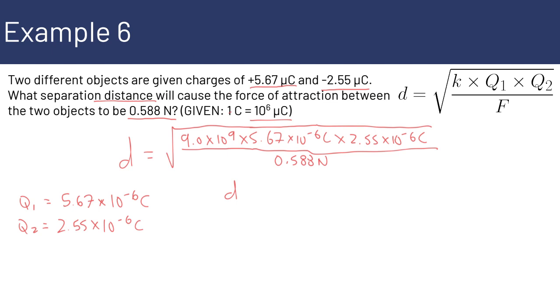We end up with distance is equal to 0.47 meters, or equals 47 centimeters. So these two objects with this charge are 47 centimeters apart, and since one is positive and one is negative, the force vectors are pointing towards each other. And they've got a decent amount of force, about a half a newton of force between them.